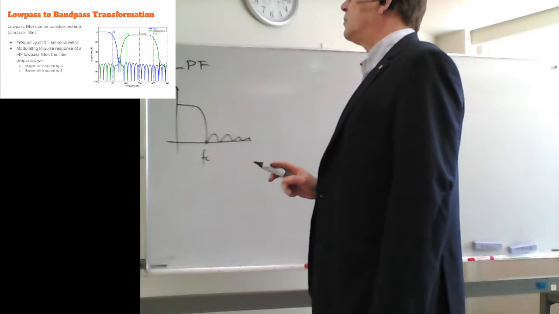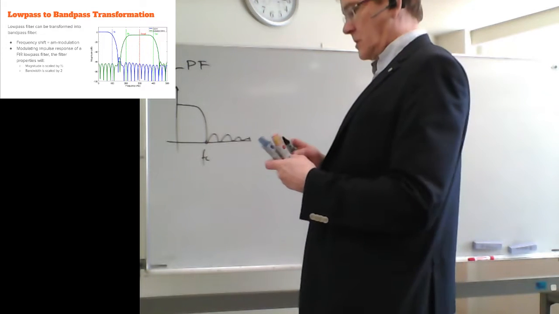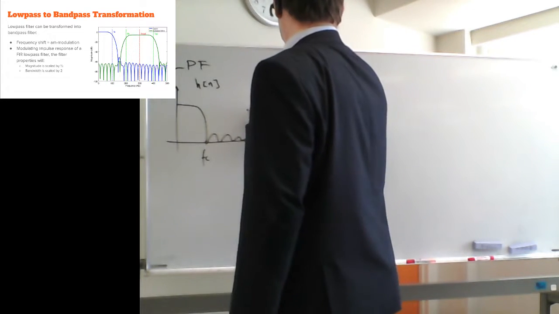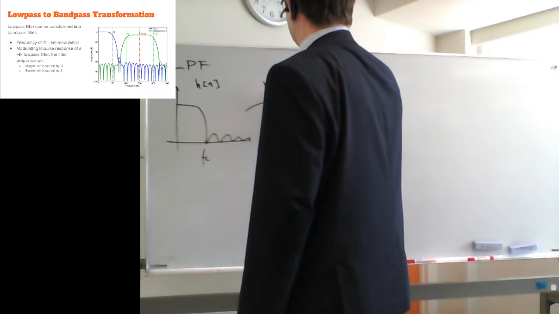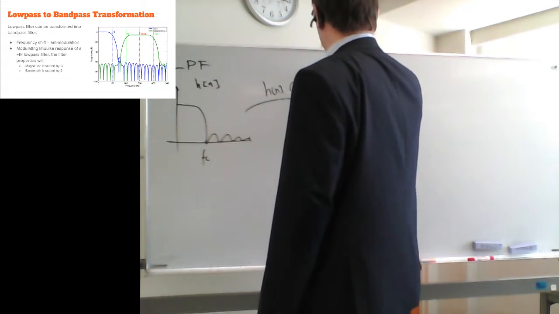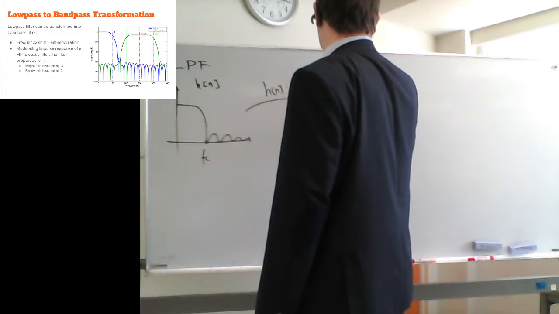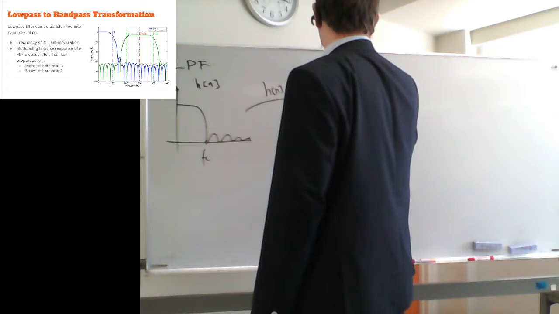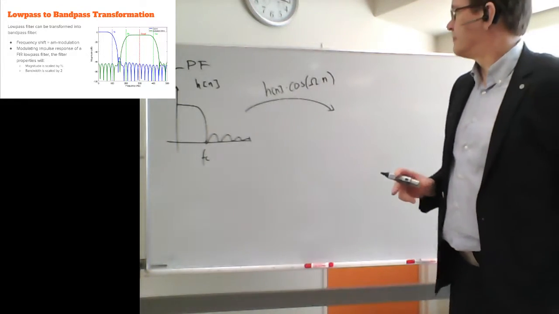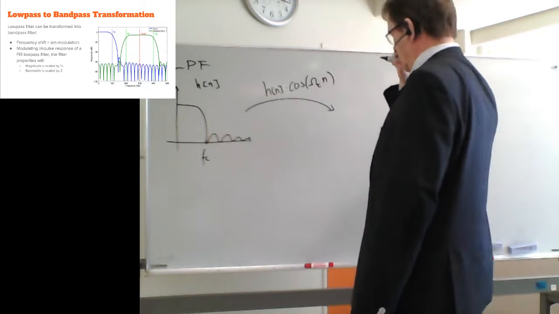So if you modulate your low pass filter, amplitude modulate your low pass filter with a cosine wave. So here you have the h of n. If you do modulation, meaning h of n multiplied with the cosine of omega_c n.